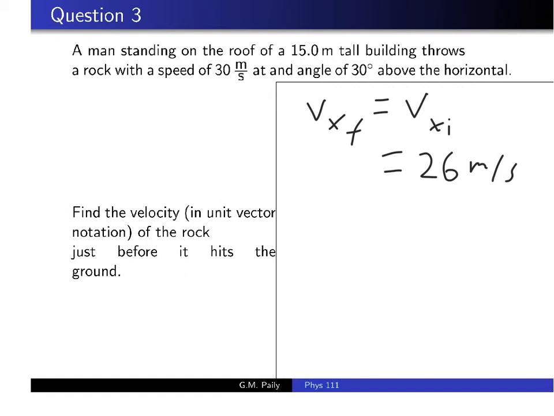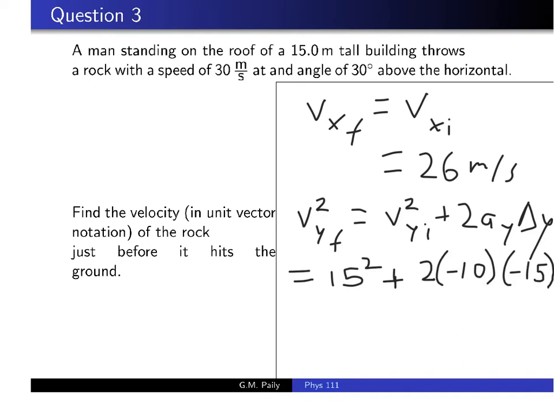To find Vy final, we simply use one of the constant acceleration equations, but specialized to the y direction. And so we have Vy final squared is equal to Vy initial squared plus 2ay times delta y. Plugging in numbers, we know that Vy initial is 15, so we have 15 squared. We know that ay is negative 10. And finally, delta y, which is y final minus y initial, is 0 minus 15, and so we have negative 15 there. Putting that all together, we find that Vy final squared is 525 meters squared per second squared.